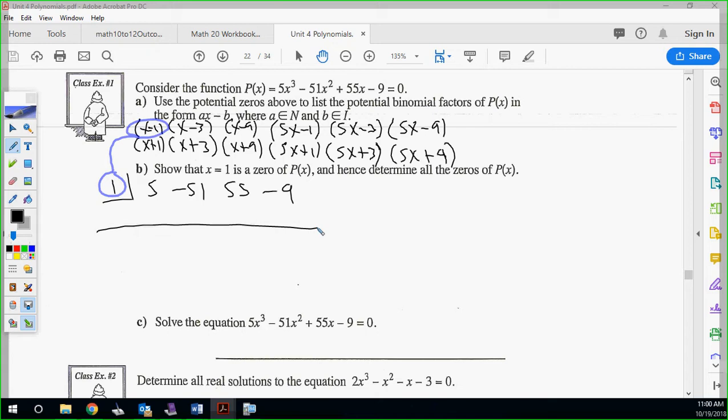We drop the 5. 1 times 5 is 5. That's negative 46. Okay. Negative 46 and 55 is 9. 1 times 9 is 9. 0. So it is a factor.